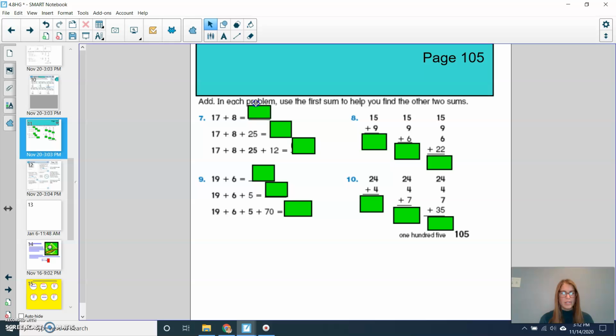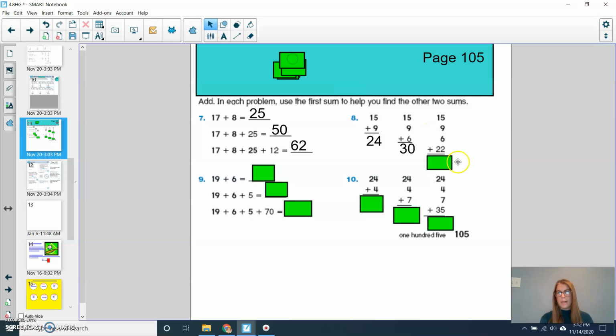All right, second graders, so I know 17 plus 8 is 25. Now, if I'm going to add another 25 to it, I would get 50. Now, from 50, I can add 12 more to it, which would bring me to 62. If I know 15 plus 9 is 24, now I can add 24 plus 6 to get me to 30. Then I can add 30 plus 22 to bring me to 52. If I know that 19 plus 6 is 25, then I can add 5 more to bring me to 30, and then I can add 70 more to bring me to 100.